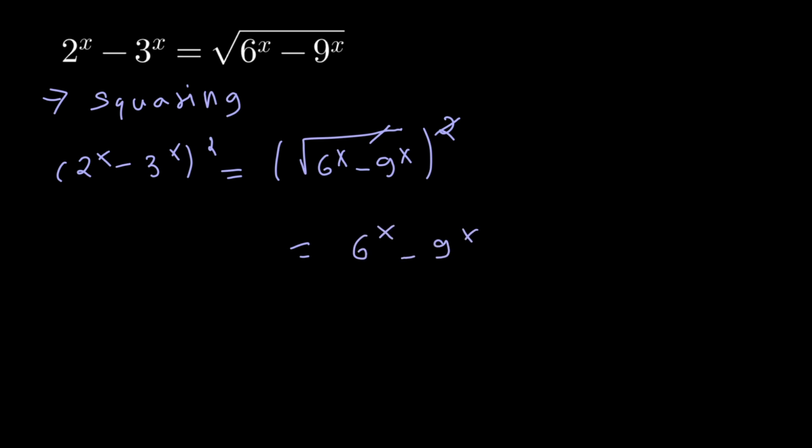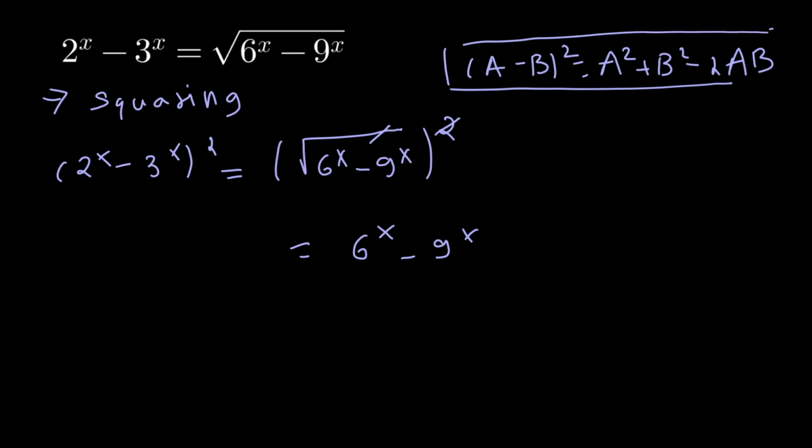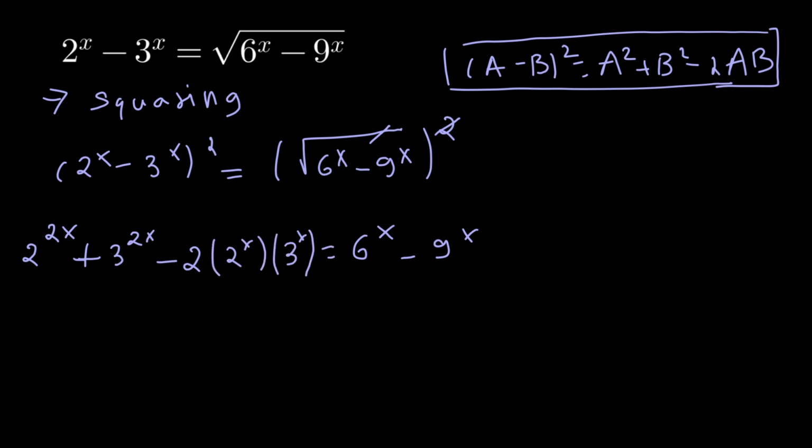Okay. Now on the left hand side, we have to use the algebraic identity of a minus b, the complete square, and that would be a square plus b square minus 2 times the product of a, b. So using this identity on the left hand side will give me the result as 2 to the power 2 times x plus 3 to the power 2 times x minus 2 times the product of 2 to the power x and 3 to the power x. So let me just make this thing clear over here. So 2 times the product of 2 to the power x multiplied with 3 to the power x equals 6 to the power x minus 9 to the power x.